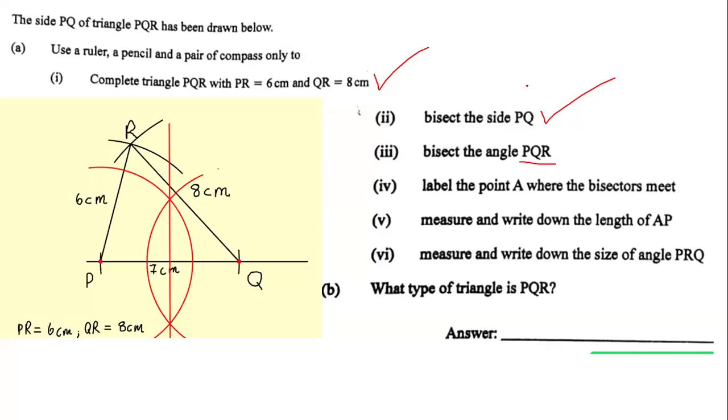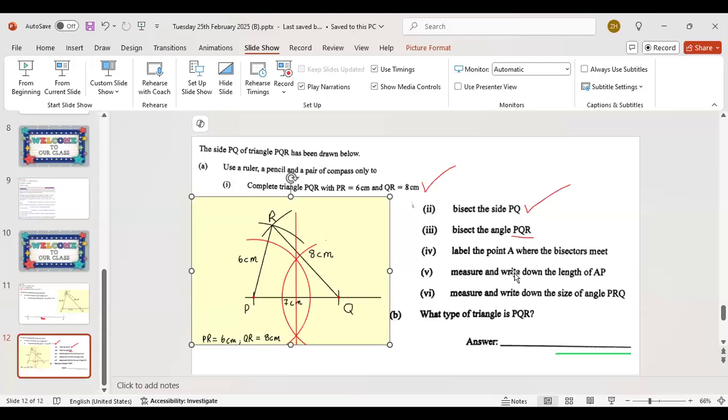An angle. It's an angle. An angle. So let's go ahead and do that. Let's go ahead and bisect PQR. Question: is it an acute angle?